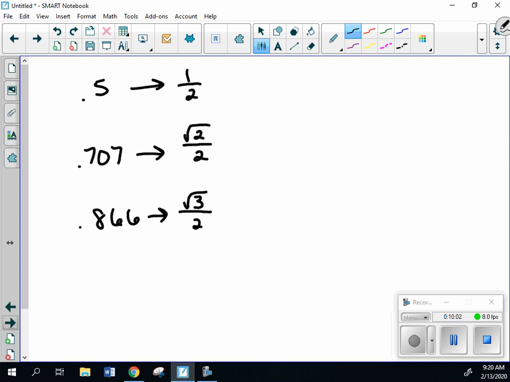You need to memorize these. The reason being is because most people, when they type it in and they see that decimal, will write down the decimal, and I want exact values, or something else wants exact values. So you need to know what those square roots are. This is in terms of sine and cosine.